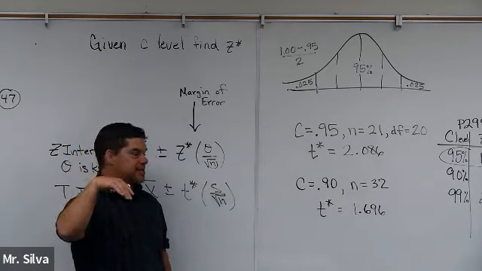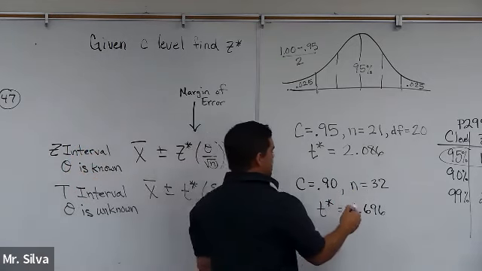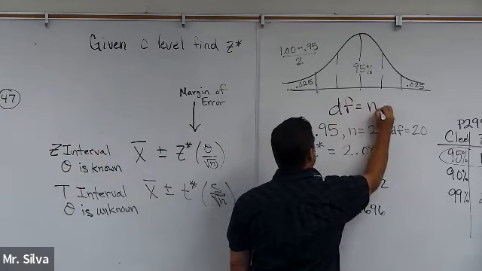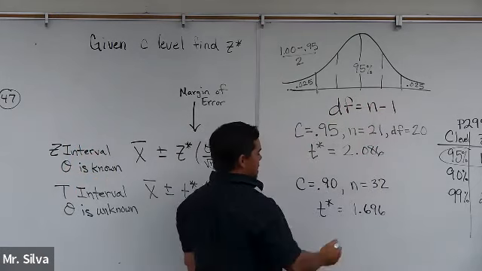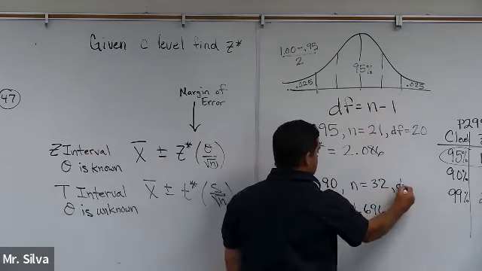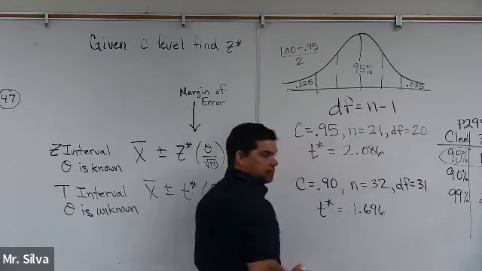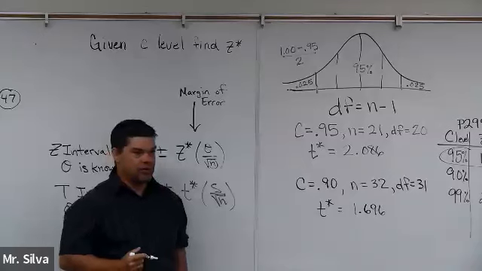Those are not sample sizes. Those numbers are called degrees of freedom. Degrees of freedom is N minus 1. So we take that 32, we subtract 1, and that gives us the degrees of freedom. So on the left side, it.